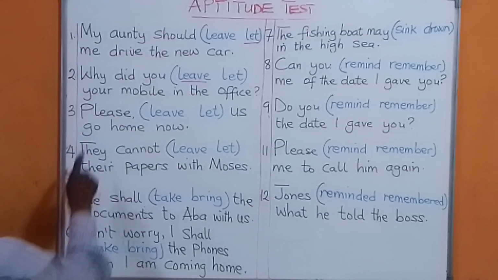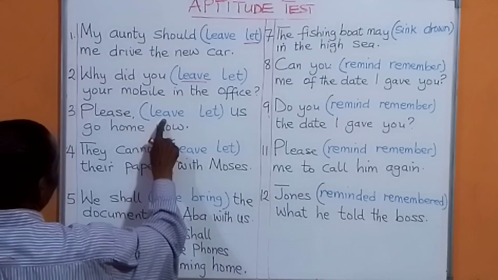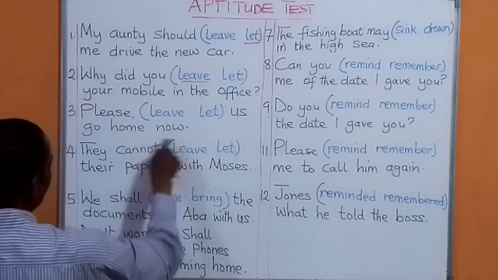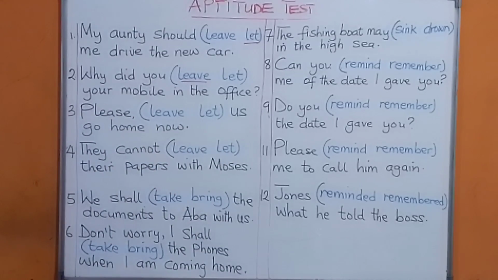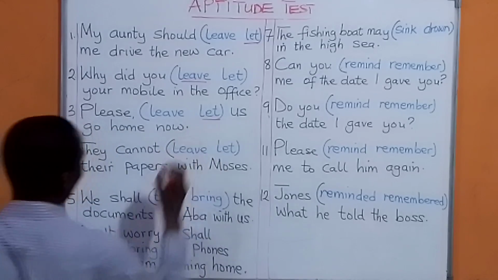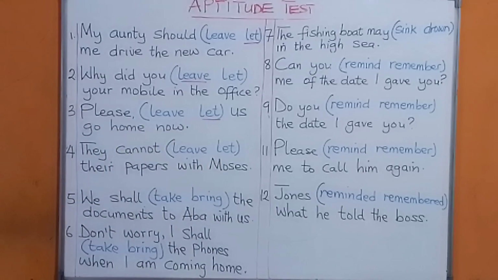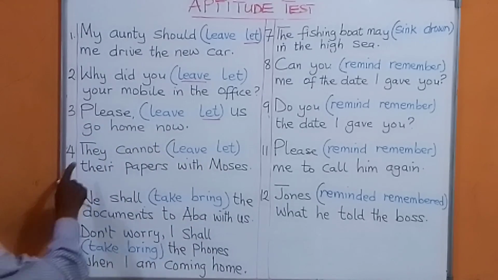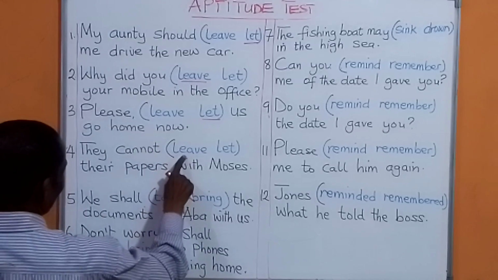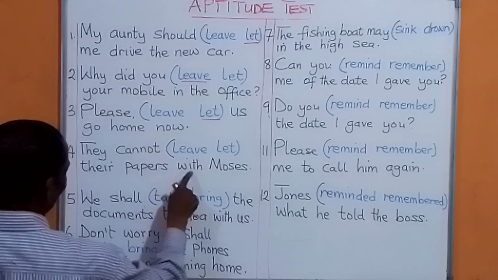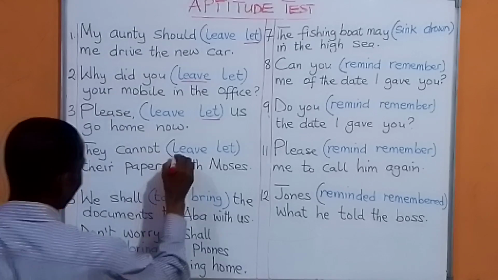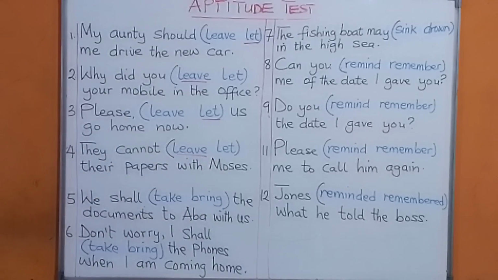Look at number three. Please let us go home now. What are you going to do? Please let us go home now. Look at number four. They cannot let their papers with Moses. They cannot leave their papers with Moses.